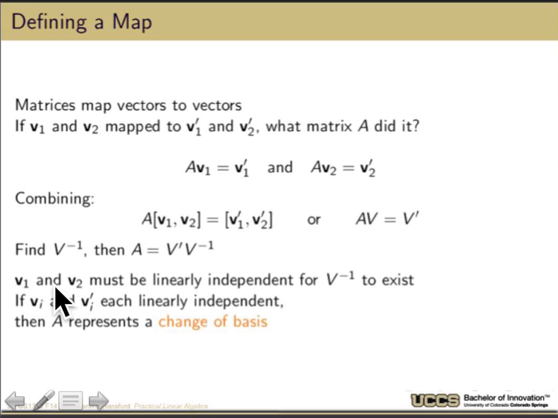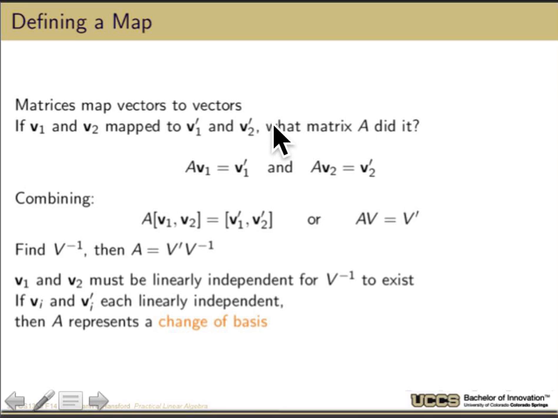In this case, V1 and V2 must be linearly independent so that V has an inverse. And if they are linearly independent, then the matrix A represents a change of basis. So this is a formal set of maps. Other things are degenerate maps, and we might not want to use them.